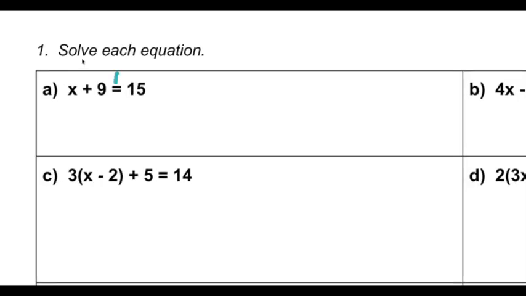So this first one, here's my equal sign. And I want to get the x by itself, so we're gonna get rid of that 9. Right now it's plus 9, so we're gonna do minus 9 to both sides. What I do to the left, I gotta do to the right. We get x is equal to 15 minus 9, which is 6.